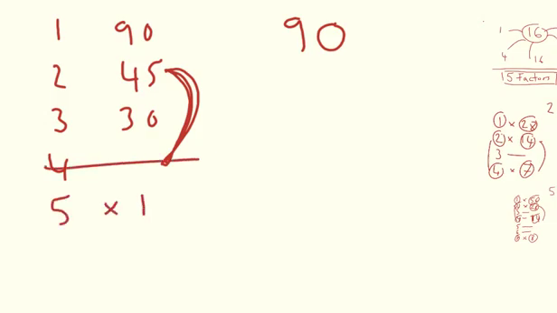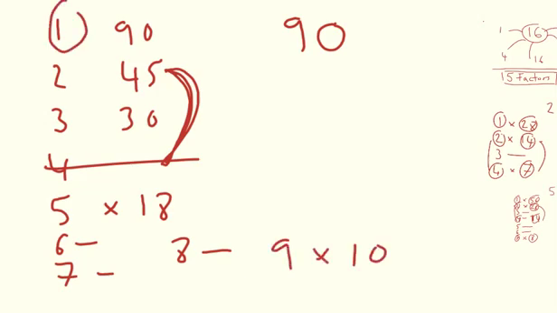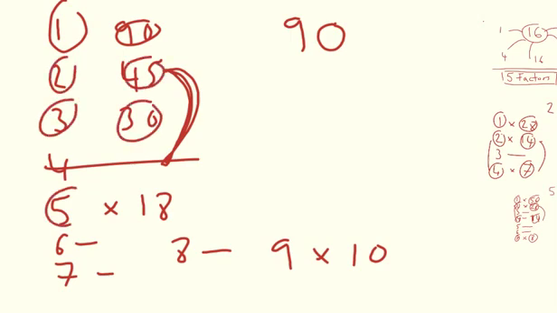5, 18. 5 times 18 goes in. 6 doesn't. 7 doesn't. 8 doesn't. But 9 does, by 10. Hence 1, 90, 2, 45, 3, 30, 5, 18, 9, 10. So 1, 2, 3, 4, 5, 6, 7, 8, 9, 10. Yeah, so 10 factors, but if you have to list them, this is how you do it.